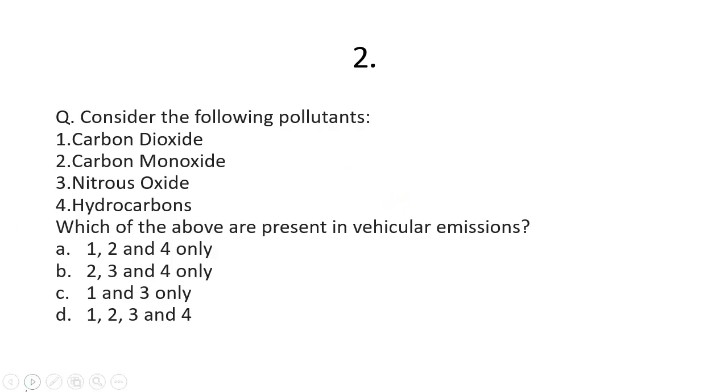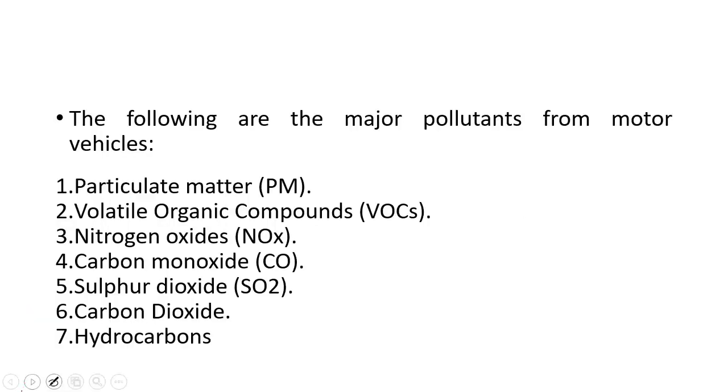Question number 2, consider the following pollutants: carbon monoxide, nitrous oxide, hydrocarbons. Which of the above are present in vehicular emissions? D. All of them are present in vehicular emissions. The major pollutants from motor vehicles are particulate matter, volatile organic compounds, nitrogen oxides, carbon monoxide, sulfur dioxide, hydrocarbons, carbon dioxide, and so on and so forth.